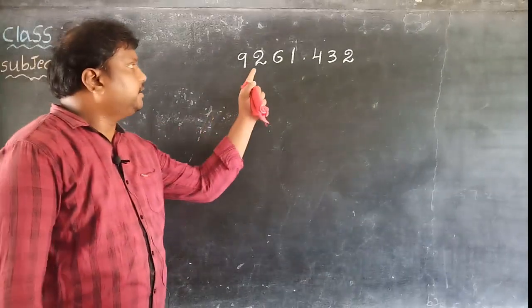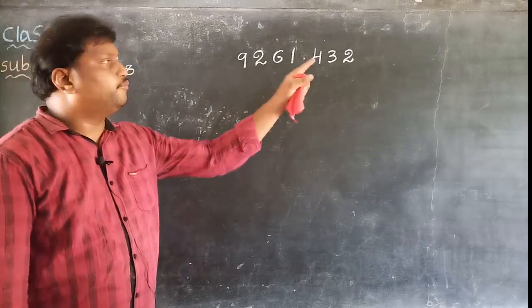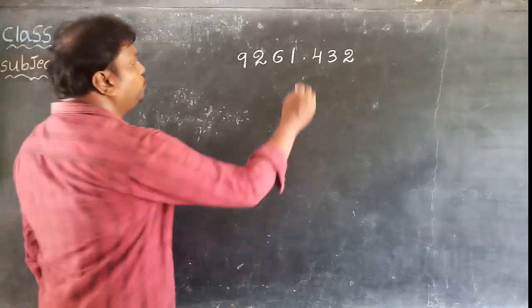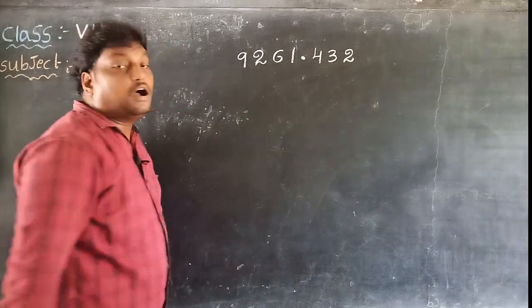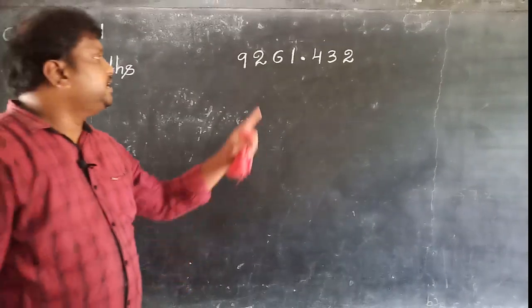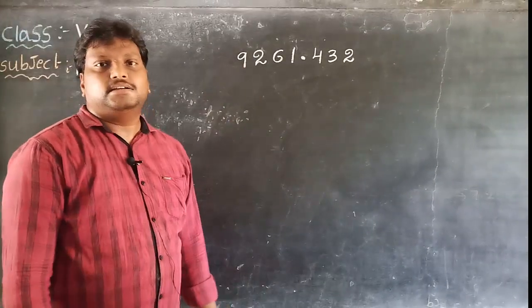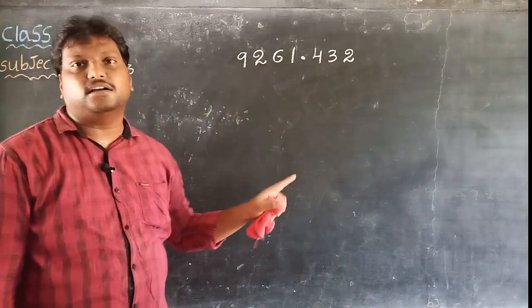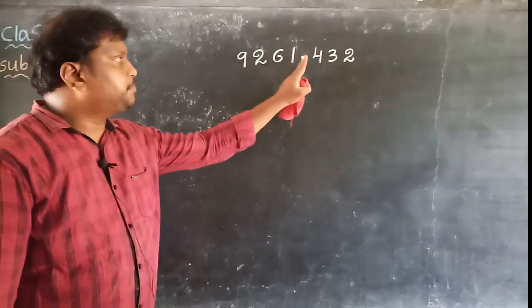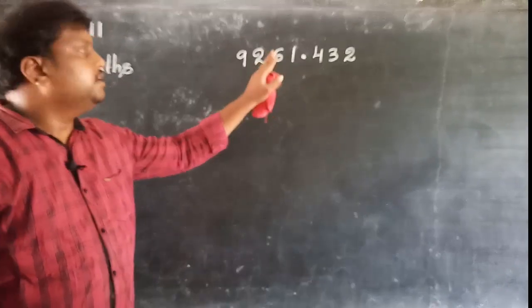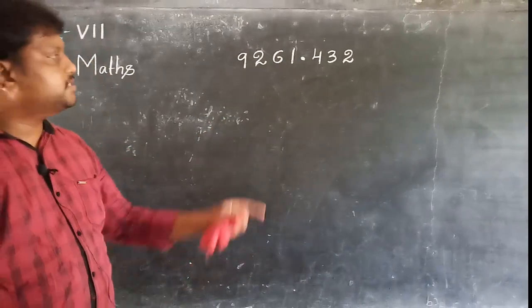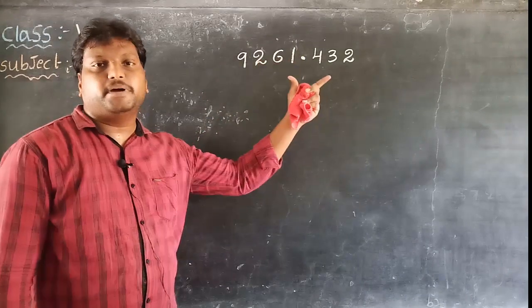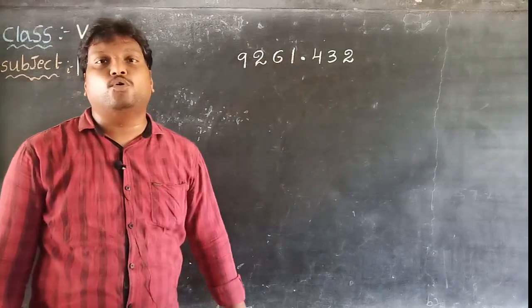See here, 9261.432. How to read this number? See, 9 is in which place? Some members are thinking ones, tens, hundreds, thousands, 10,000, lakhs, 10 lakhs. That is wrong. Always take the first number before the point as ones. Why? Because in decimals the value before the point is considered the whole part.